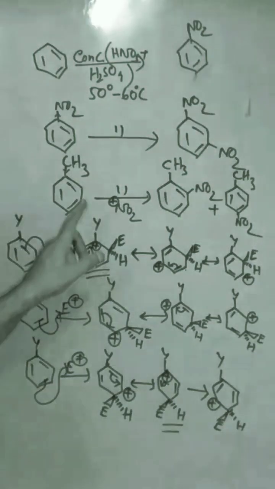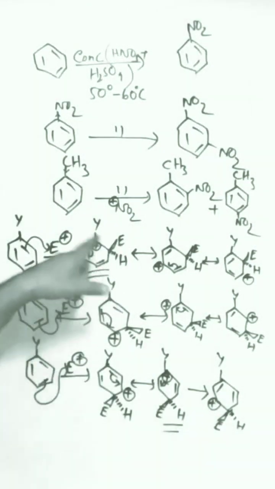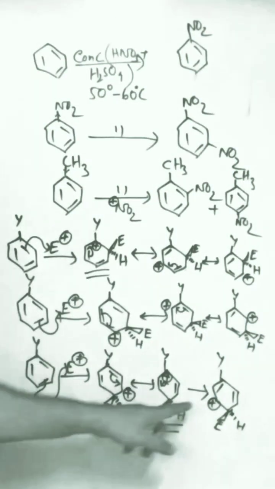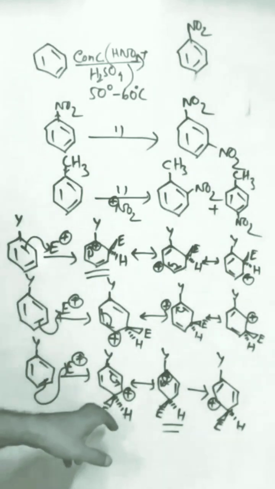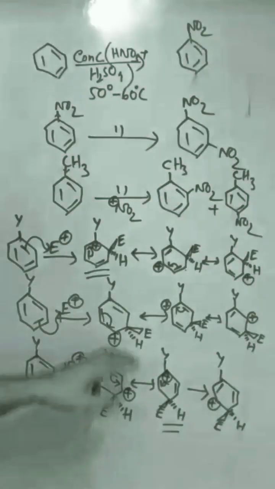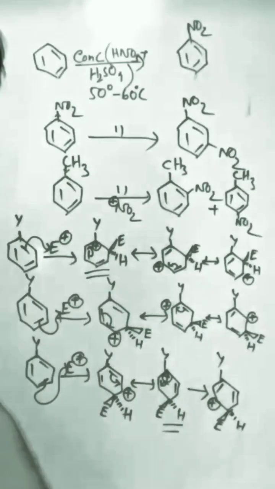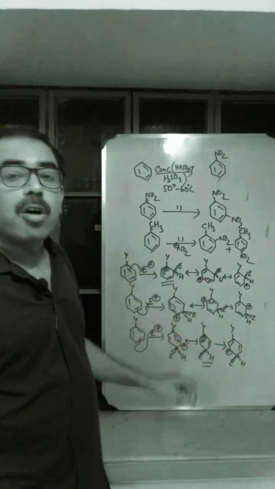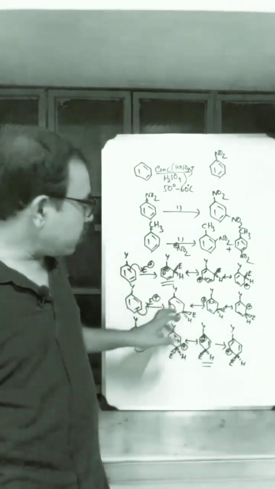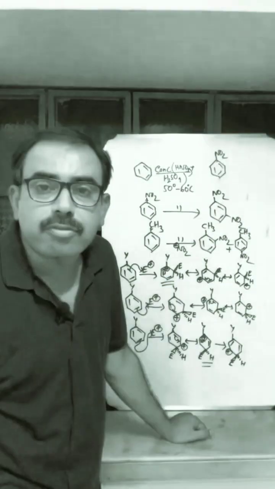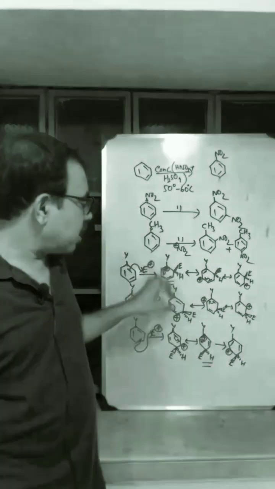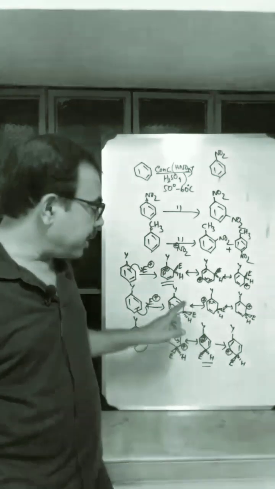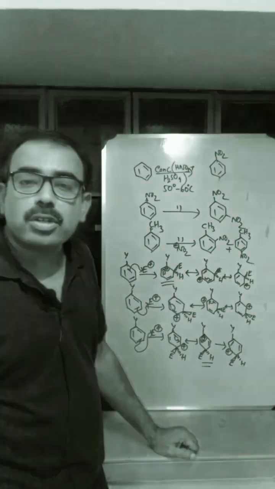That's why, if Y has a minus I inductive effect, the incoming electrophile will not go to the ortho or para position, because if it goes there, two resonating structures will be formed which will be very much unstable due to the minus I inductive effect of the substituent already present. Now in the meta position, no such destabilizing factor is present. That's why if Y has a minus I inductive effect, the incoming electrophile will go to the meta position with respect to the substituent already present.